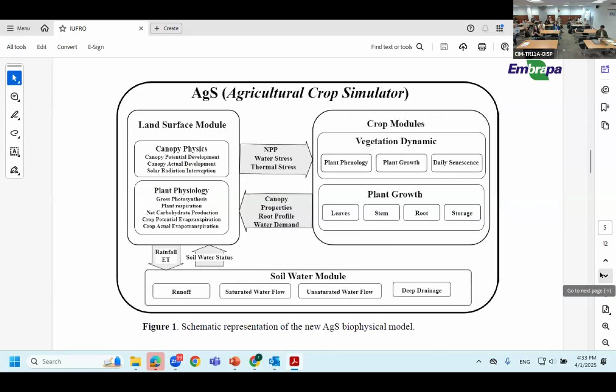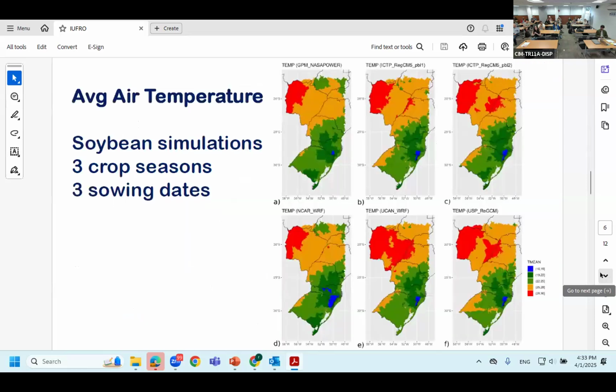This is the crop model. It's a new crop model that's not published yet that we are developing in Brazil. We use this model. And going to the results, basically, this is the average temperature considering the three crop seasons and three sowing dates, the average along the crop seasons. So we can see here that this is the base climate that we consider, NASA POWER, and these are the simulations. And we can see here that for temperature, the regional climate models at higher resolution do a pretty good job to simulate temperature.